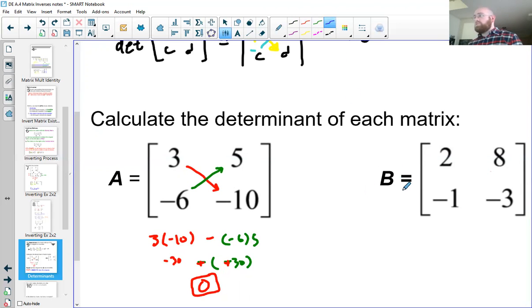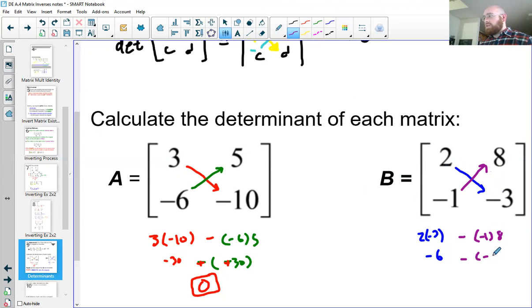If we come over to B, we have 2 times negative 3. So 2 times negative 3, so that's negative 6, minus negative 1 times 8. Negative 1 times 8, so that's minus negative 8. Our negative signs cancel out, and we get negative 6 plus 8, which is positive 2.